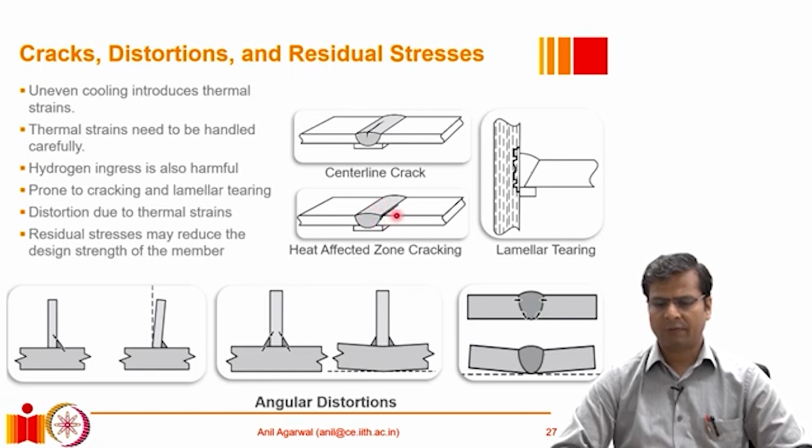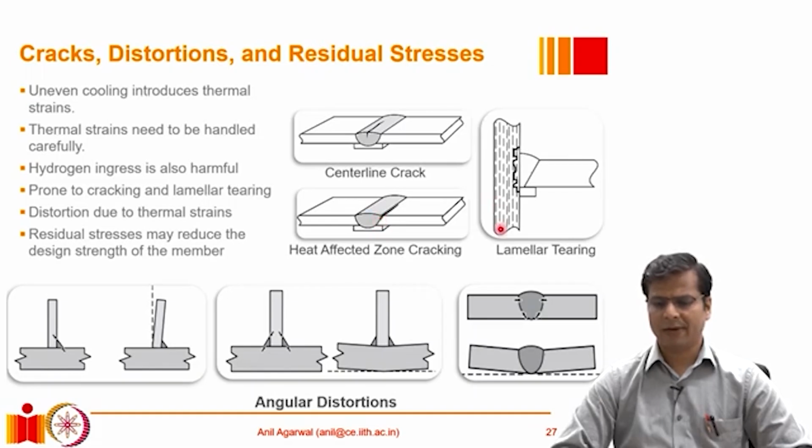We need to prevent hydrogen from the atmosphere, and mostly the source of hydrogen is the presence of moisture in the electrode or in the areas surrounding this weld. That moisture can ionize and turn into hydrogen, and that hydrogen can actually affect the quality of the weld, especially the areas near the weld. So we need to handle that carefully.